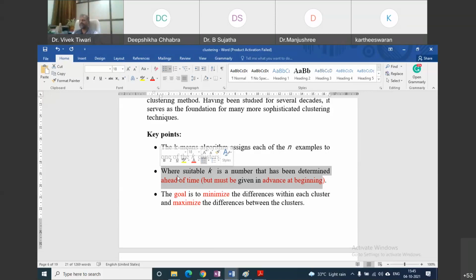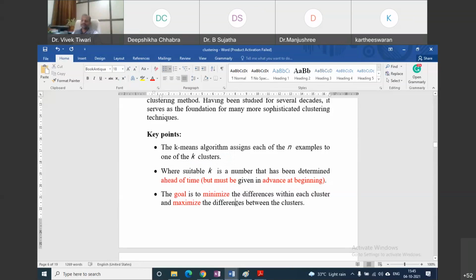But that method you cannot use at the beginning. Once the clustering process is over, then that method is applicable. Then you use that method. Then you have to again apply it for the clustering process again. So that's why it is written: it must be given in advance, but it can be determined ahead of time.